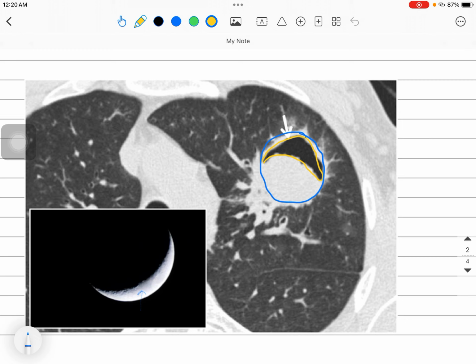It can be seen in various conditions, as I told you earlier, and other conditions where it can be seen are pulmonary gangrene, pulmonary hematoma, and there are other conditions as well, like hydatid lung disease, right? So this is about the air crescent sign.